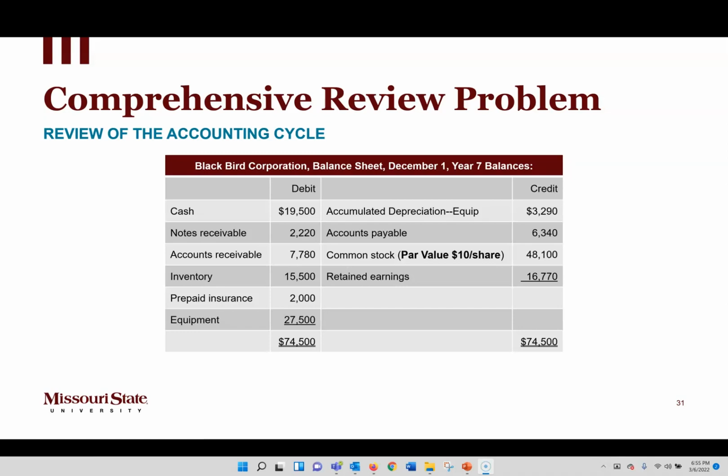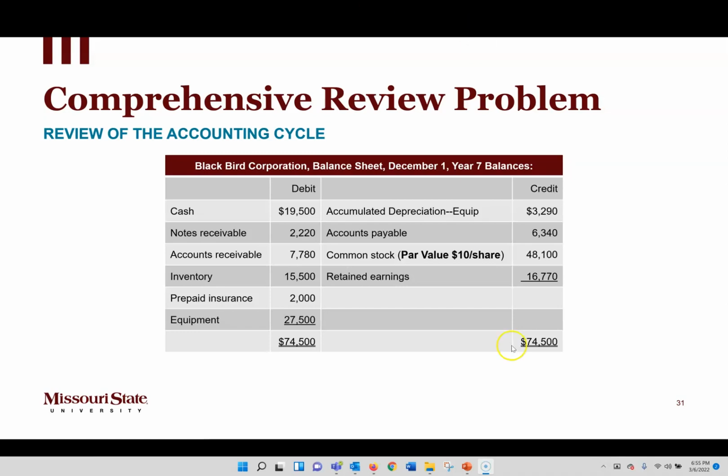Here we have our balance sheet. How do we know it's a balance sheet? We've got assets, we've got liabilities, and things like accumulated depreciation, our contra asset account. We have accounts payable, our liabilities account, we have common stock and retained earnings, so those are stockholders' equity accounts, right? So we know it's a balance sheet.